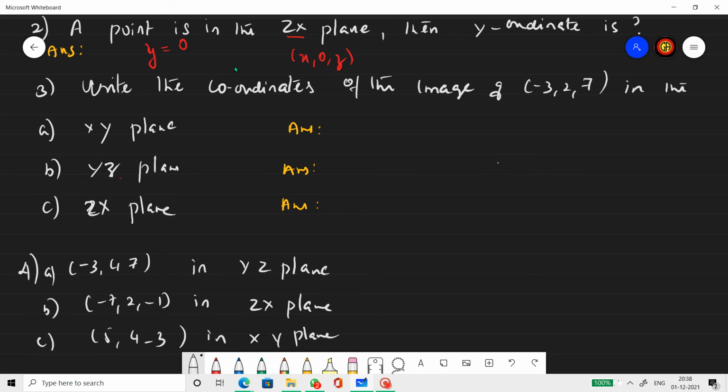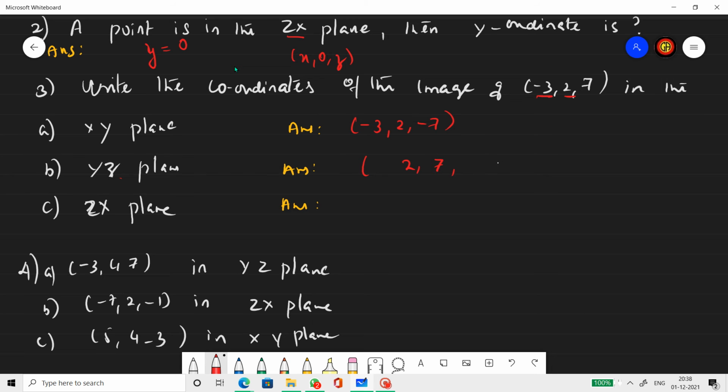-3, 2, 7. Find the coordinates of the image of this point in xy plane. If it is xy plane, x and y coordinates will remain the same. Only z will change to the opposite form. So here x is -3, will remain the same. Y 2 will remain the same. So -3, 2, -7. For the next one, yz plane. So y coordinate and z coordinate will remain the same, whereas x will become opposite.